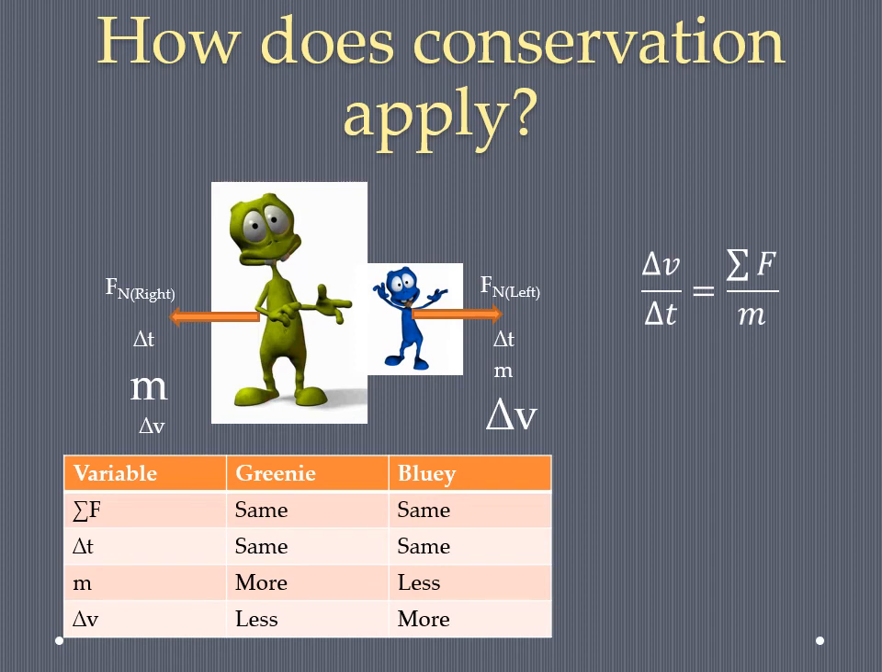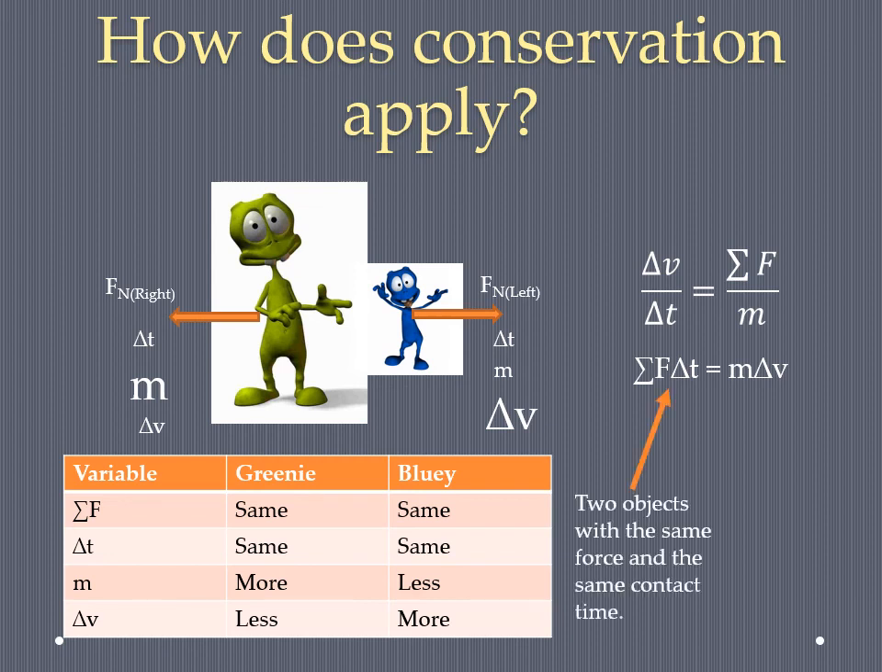We can really see this brought back to conservation when you go back to that equation that we've used several times. I'm going to rearrange it slightly so it looks like this. I multiplied by T and M on both sides, so I ended up with this: sigma F delta T equals M delta V. And the reason that I did that is because the left side of that equation basically has the Newton's third law stuff in it. It's showing that they both have the same force and they both have the same amount of time in contact.